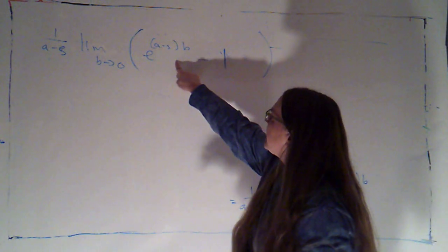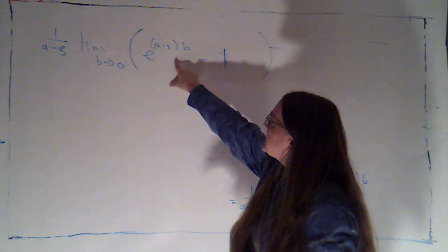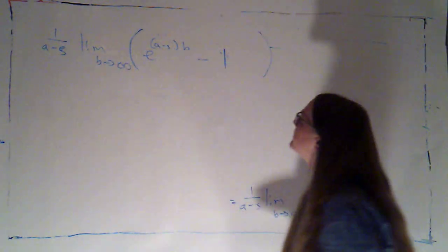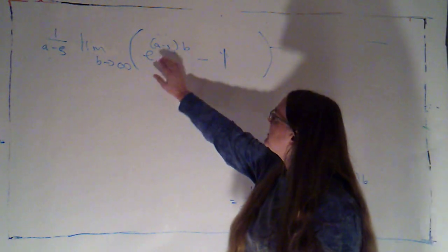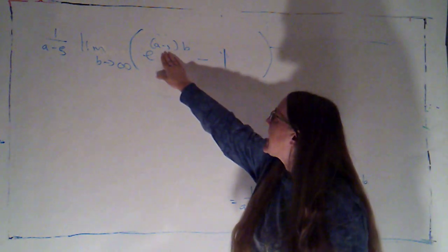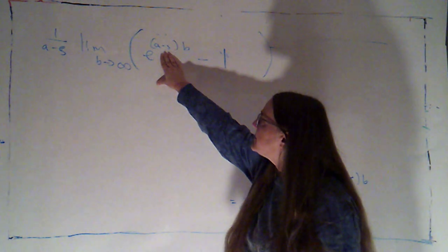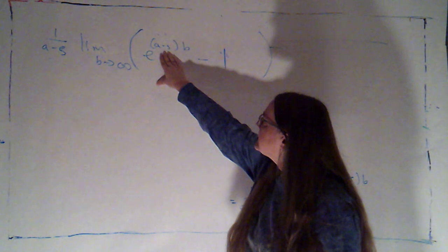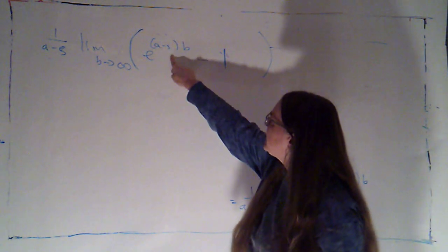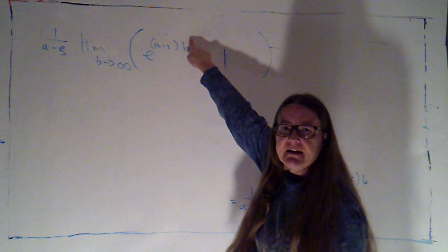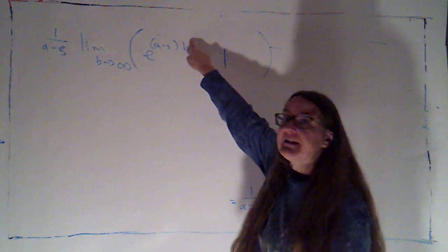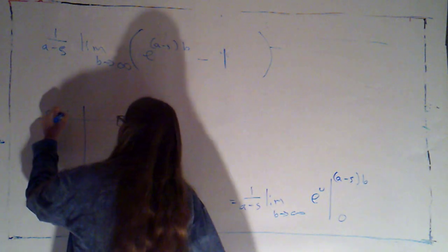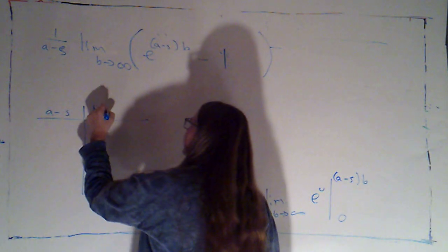If I look at this, b is going to infinity here. What I get here is going to depend on whether a minus s is positive or negative. If a minus s is positive, this piece would be going off to infinity and the integral would diverge. So I'm going to create a little table here where I keep track of a minus s and the behavior of the integral.